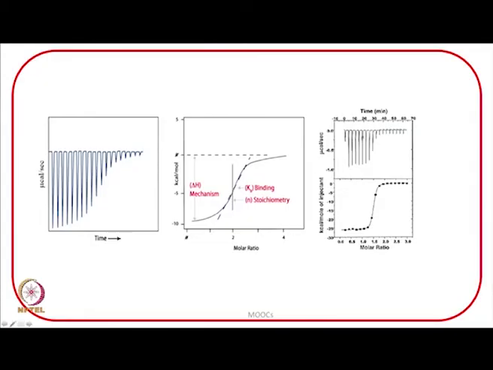And another example, the conversion of this area into the heat, the integrated heat profile. The upper one is the raw data, the following is the integrated heat profile, and the solid line represents the best fit to the experimental data.